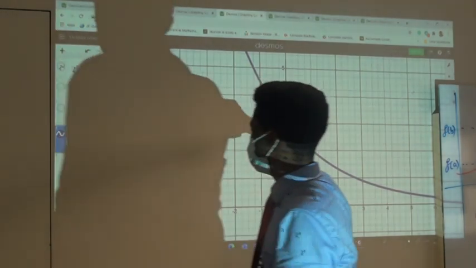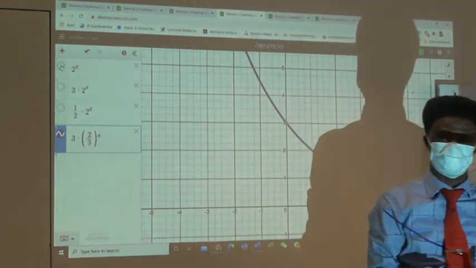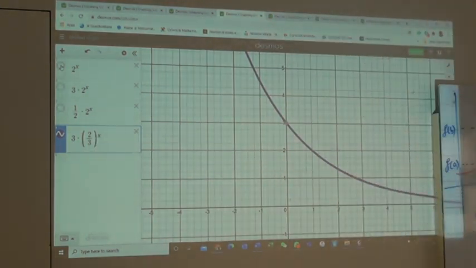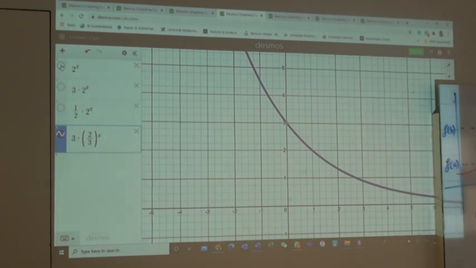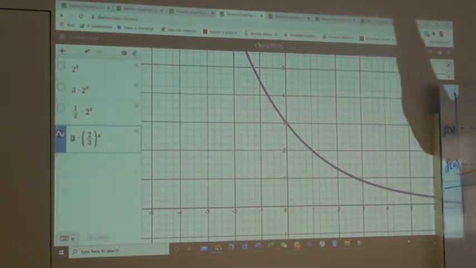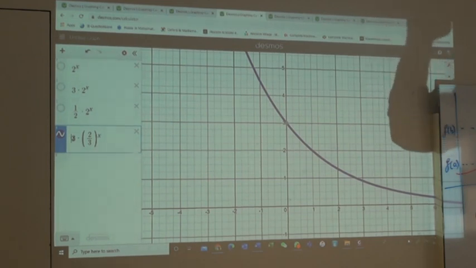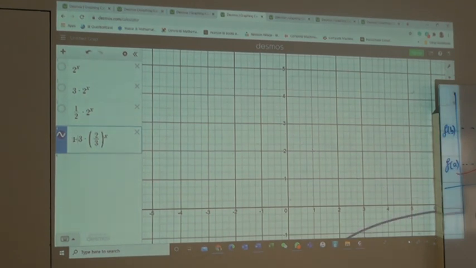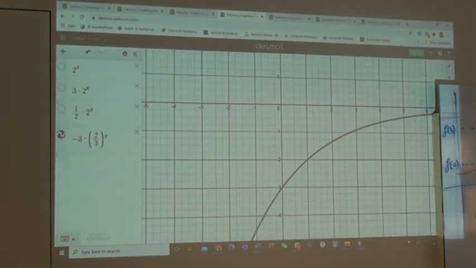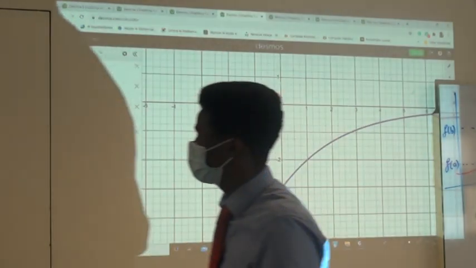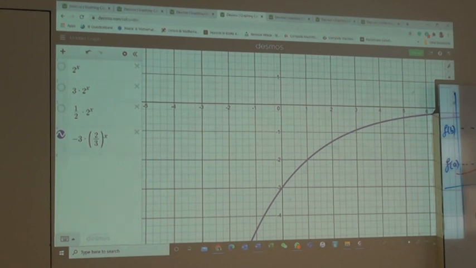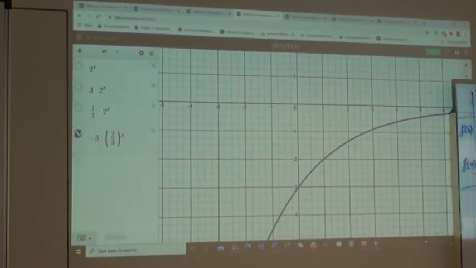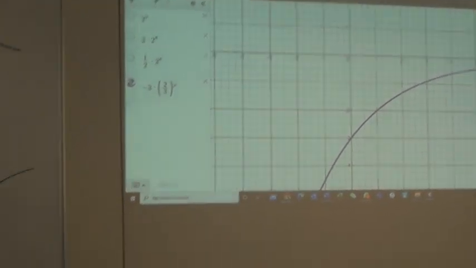Again, this is also a fraction, right? But let's change our P to be negative. Of course, you know the effect of this negative. What is the effect of the negative I'm about to put? It reflects. It's going to flip it, right? So what kind of function are you looking at? Increasing. It's an increasing function. So this function is increasing.